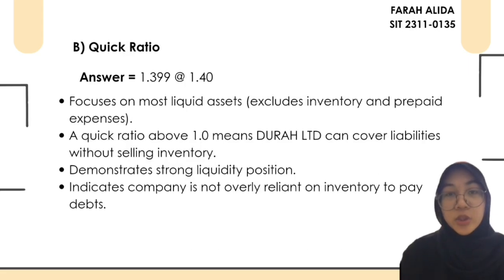Next is the quick ratio, which stands at 1.40 times. This ratio removes inventory and prepaid expenses from current assets, giving us a better view of truly liquid assets. With a quick ratio of 1.40, Dura Ltd has 1.40 USD of liquid assets available to pay every 1 USD of short-term liabilities. This indicates strong short-term financial health, even if inventory is unsaleable or prepaid expenses are unrecoverable.